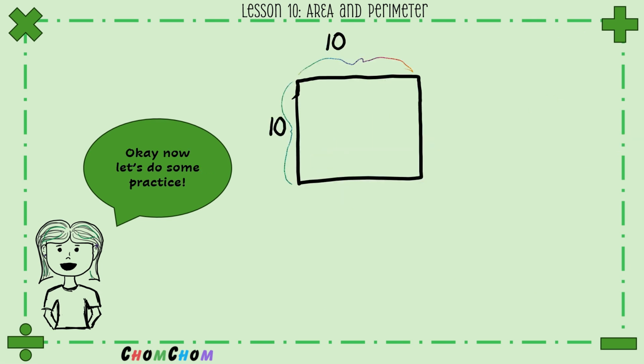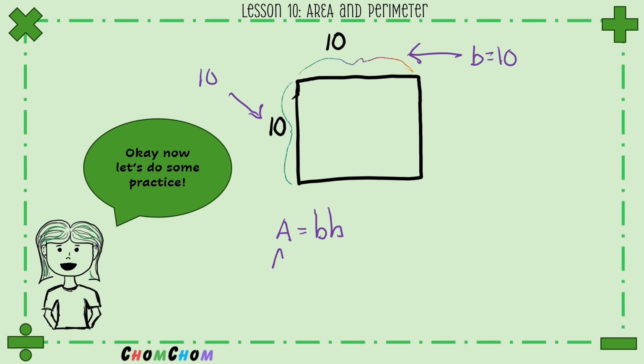Okay, now let's do some practice. Let's find the area and perimeter of this. First, we're going to write down our area equation. Area equals base times height. We know our base is what's across. So our base is equal to 10. And then our height is also equal to 10.